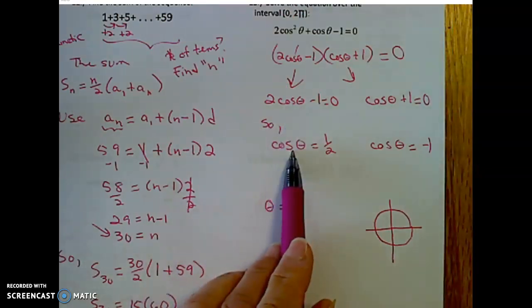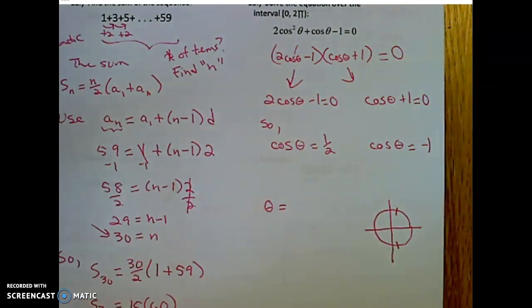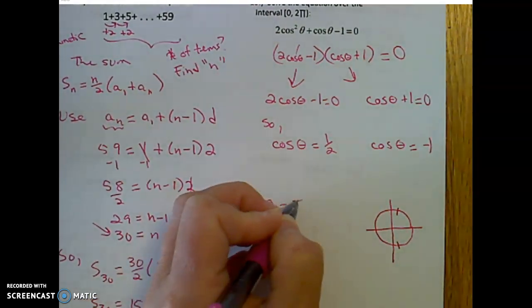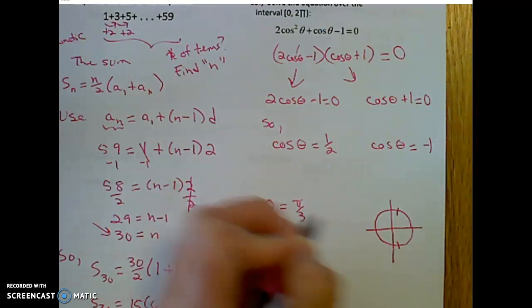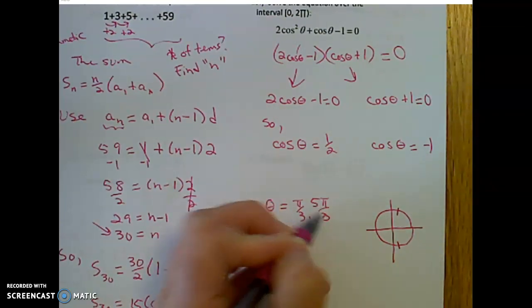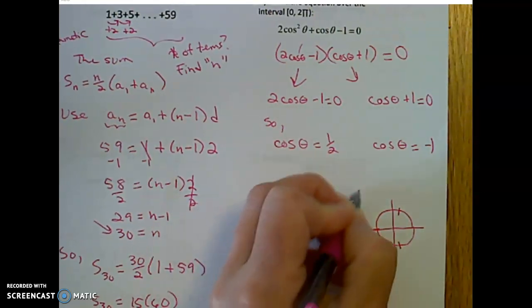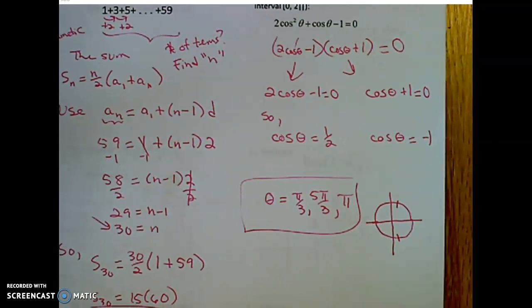This gives me cosine theta is equal to 1/2. Cosine is x, so that's up top. Down below gives me theta values of pi over 3. Down here in the fourth quadrant, 5 pi over 3. When is cosine equal to -1? That's over here at pi, and I get 3 solutions to that trig equation.